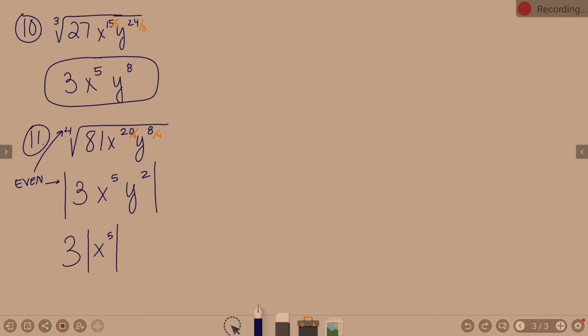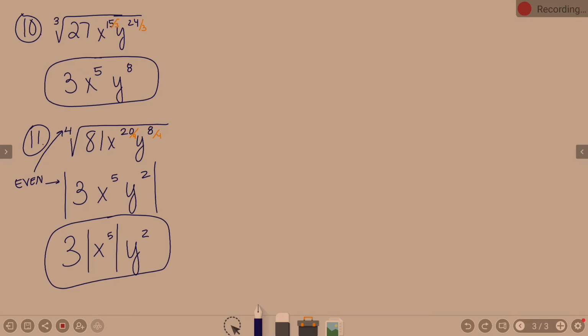Okay? What about y to the 2nd? Could y to the 2nd be negative? No, because if y is negative, but then you square it, that's automatically a positive. So y to the 2nd does not need to be under the absolute value. Only thing that has to be under the absolute value is the x to the 5th.